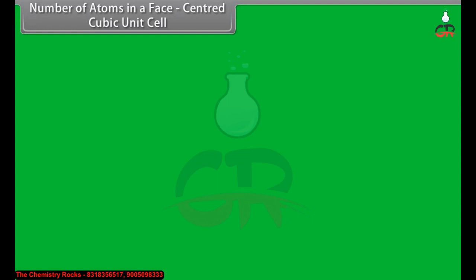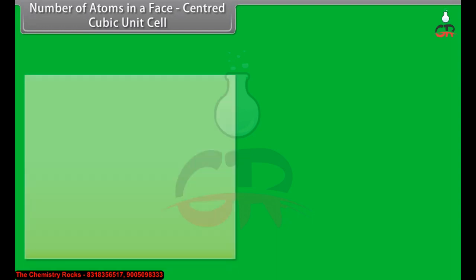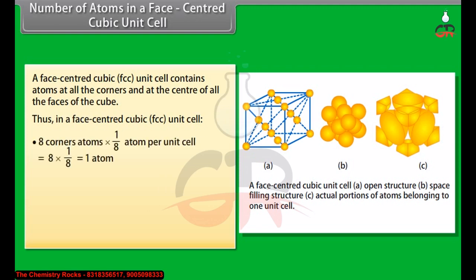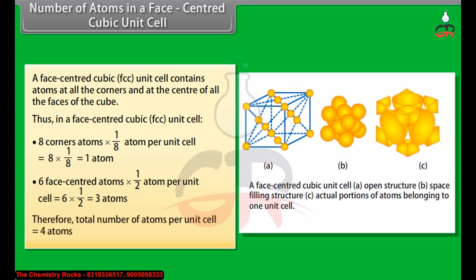Number of atoms in a face-centered cubic unit cell. A face-centered cubic FCC unit cell contains atoms at all the corners and at the center of all the faces of the cube. Thus, in an FCC unit cell, 8 corner atoms into 1 upon 8 atom per unit cell equals 1 atom. 6 face-centered atoms into 1 upon 2 atom per unit cell is equal to 3 atoms. Therefore, total number of atoms per unit cell is equal to 4 atoms.